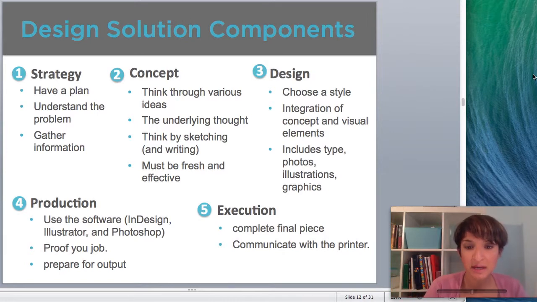Okay, 3, design. Choose a style. We've talked about that. Is it going to be conservative? Is it going to be trendy? Is it going to be urban? You have to just brainstorm and see how you can bring the right types of fonts and the right types of pictures together. Integration of concept and visual elements includes types, photos, illustrations, and graphics. Okay, that's when you start designing and playing with different components.